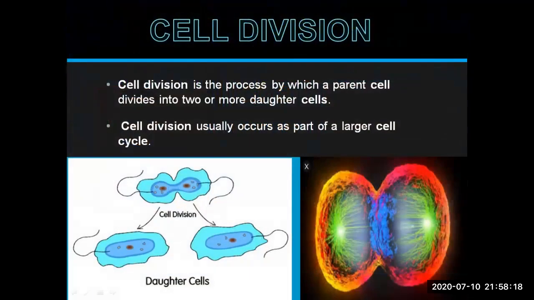Now, we will look at what cell division is. Cell division is the process by which a parent cell divides into two or more daughter cells. Cell division usually occurs as a part of the larger cell cycle. Now, here you can see how a parent cell is divided into two daughter cells.